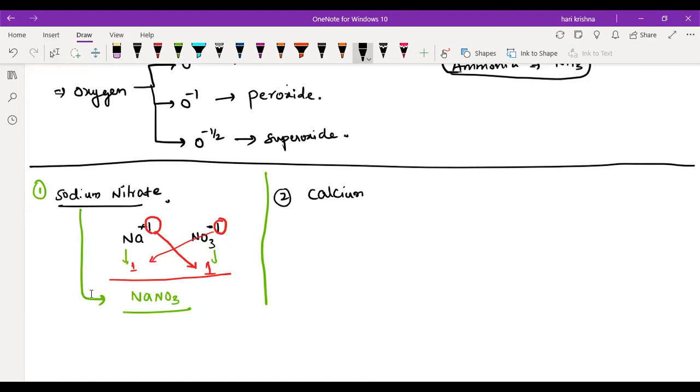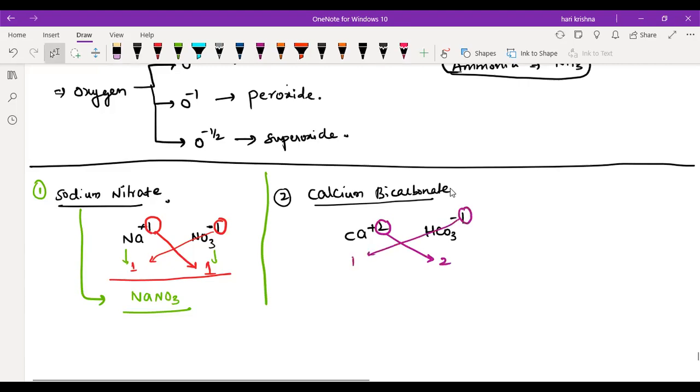Next, calcium bicarbonate. Anybody can tell the formula? It is Ca(HCO3) taken twice. Calcium is Ca plus 2. Bicarbonate is HCO3 minus 1. Now we have to take only the numbers, right? This number will go here, and this number will go here. So what is the formula? Ca is only Ca 1. But complete HCO3, how many are there? 2, taken twice. Understand now how to write the chemical formulas? Yes, sir.